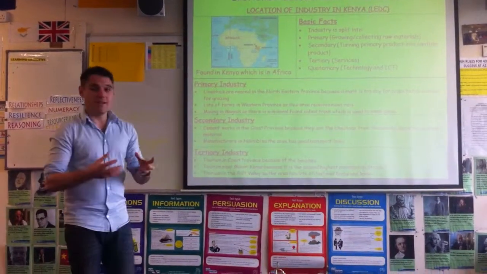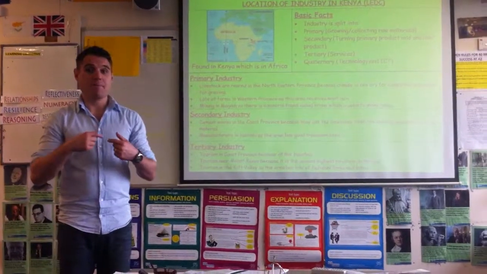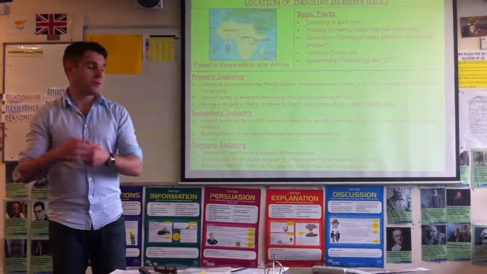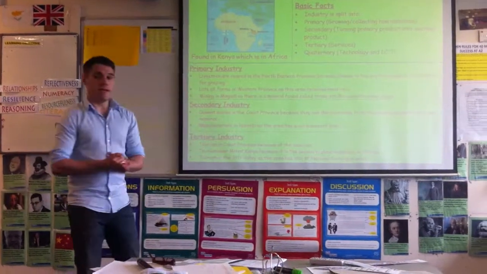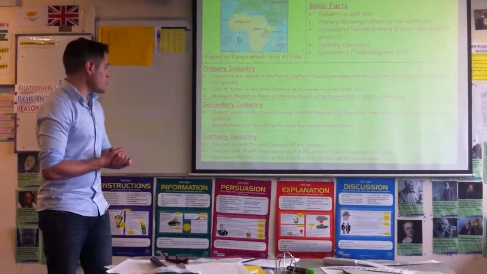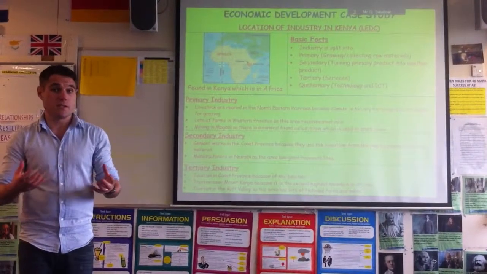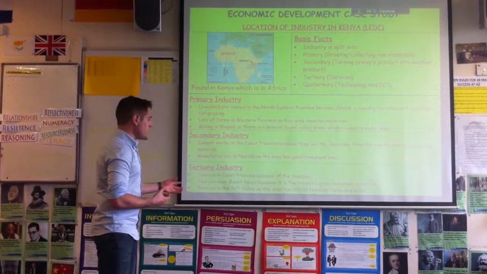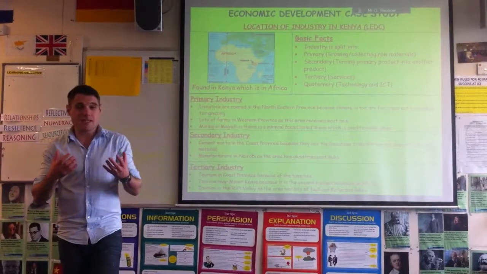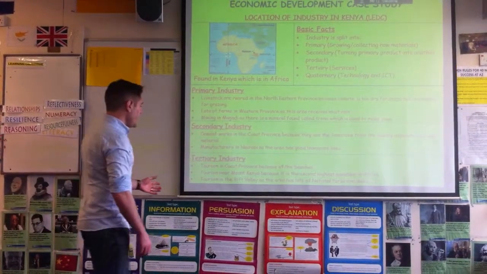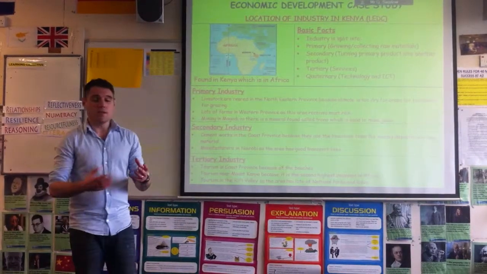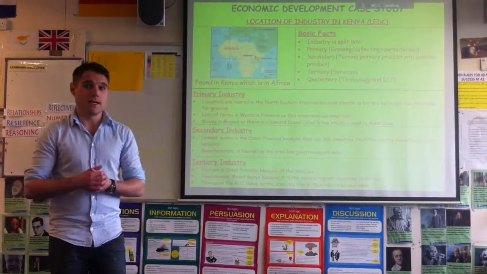Manufacturing in Nairobi is because there are really good transport links to get the products to Nairobi and also away from Nairobi, the capital, as well. Next is tertiary industry in Kenya. There's lots of tourism in the coastal province because there are lovely beaches there. There's tourism near Mount Kenya because it's the second highest mountain in the whole of the African continent. And finally, there's tourism in the Rift Valley because there are lots of national parks and lakes.